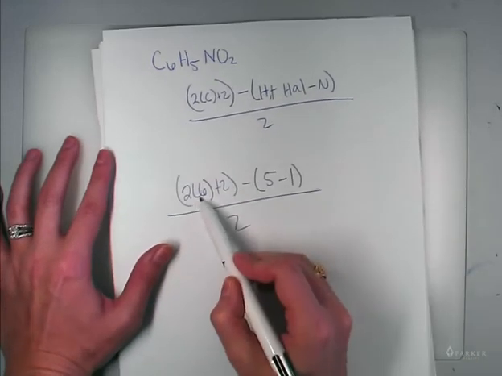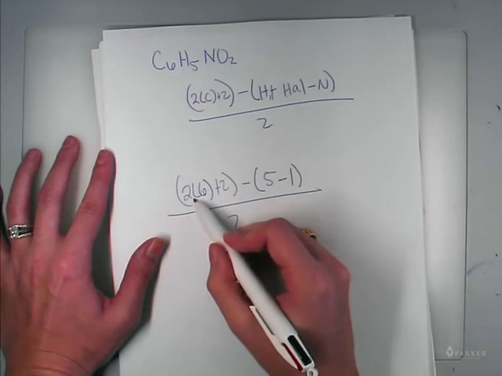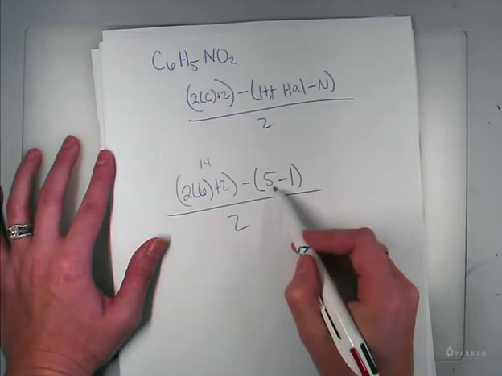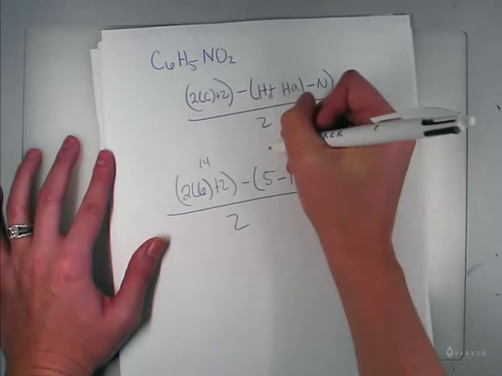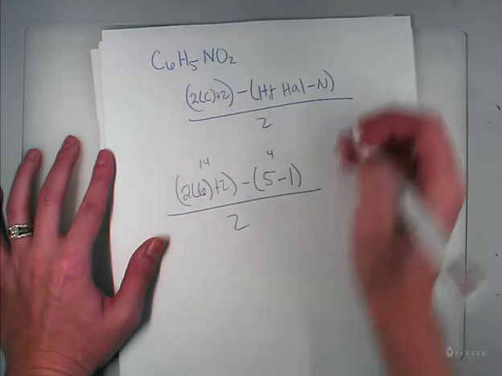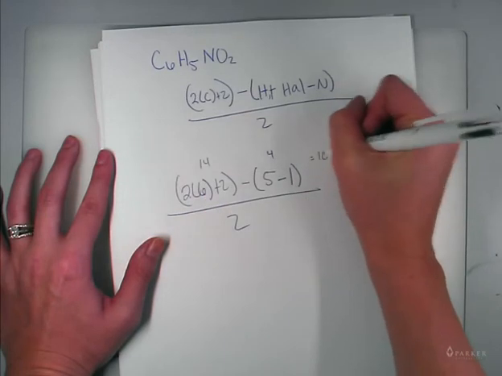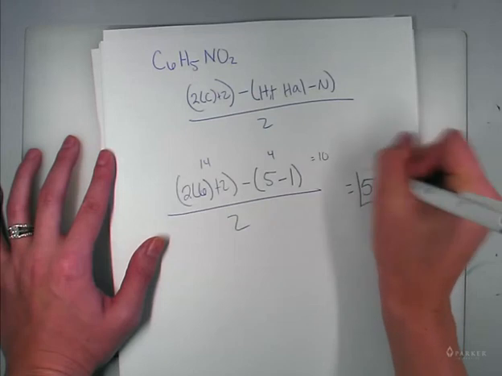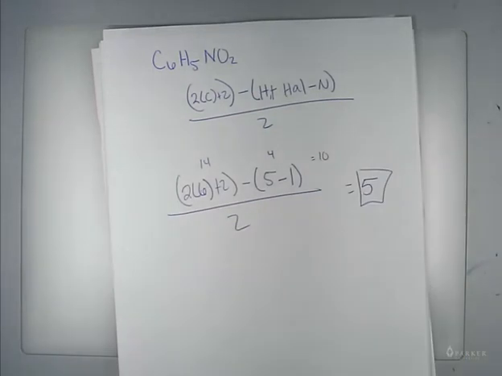So 2 times 6 is what? 12 plus 2, 14. 5 minus 1. What? 4. 14 minus 4. 10 divided by 2. 5. So all you can tell me at this point is that there's a lot of either rings or multiple bonds.